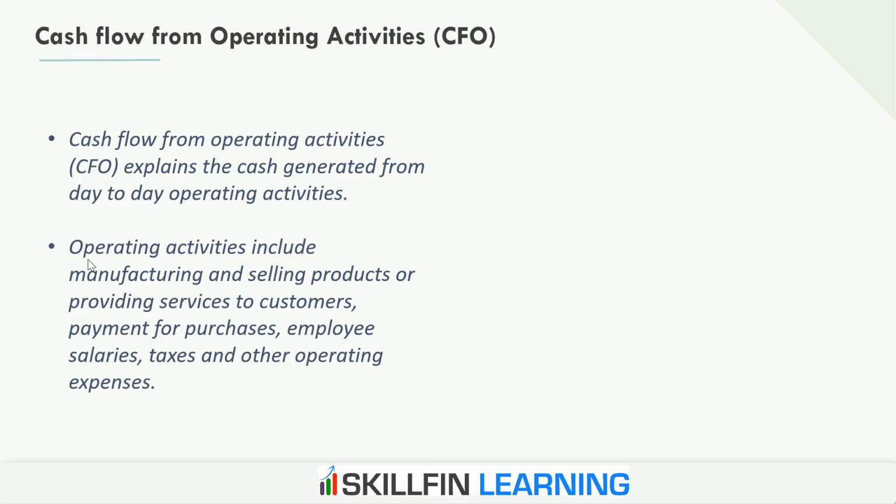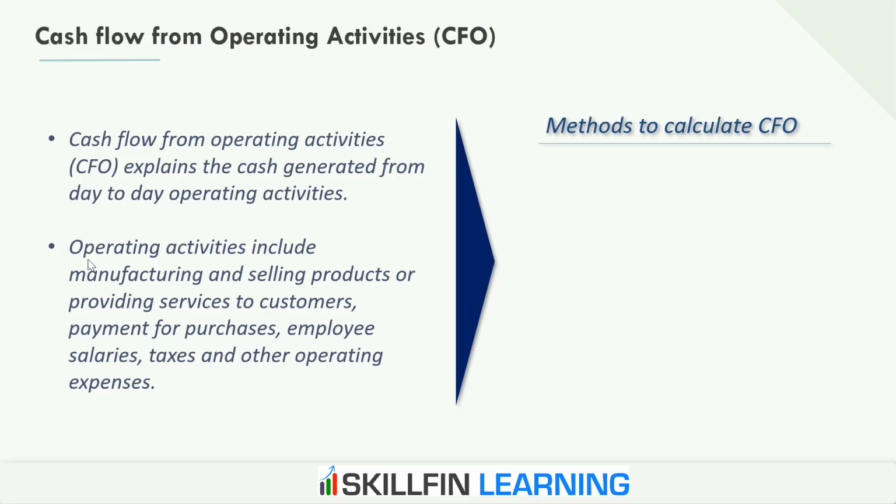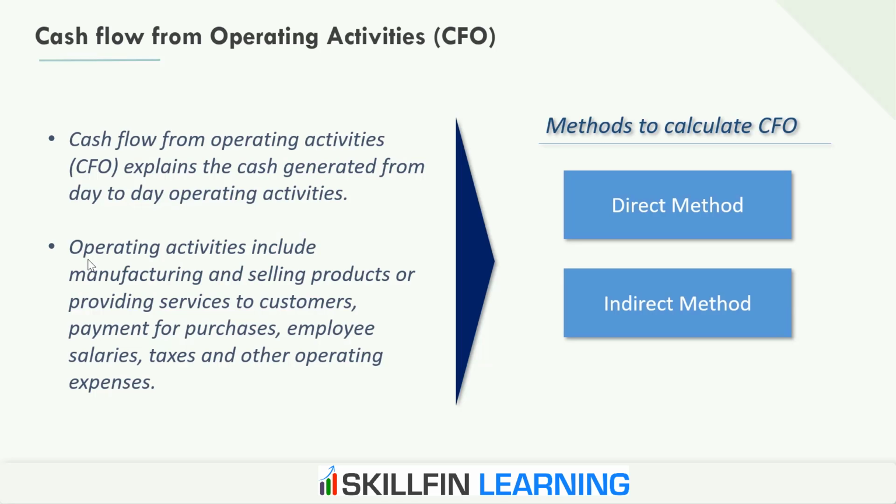Ongoing activities may include manufacturing and selling products or providing services to customers, payments for purchases, employee salaries, taxes, other operating expenses. Cash flow from operations can be prepared by two methods: direct method and indirect method. Both the methods give the same result.